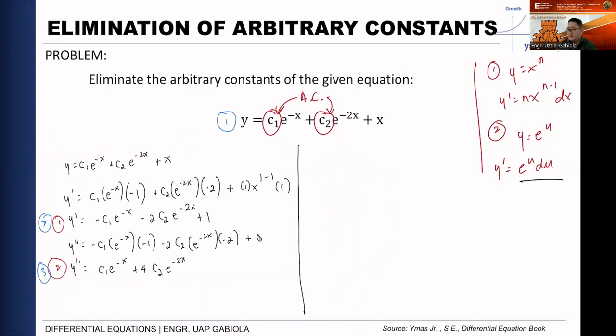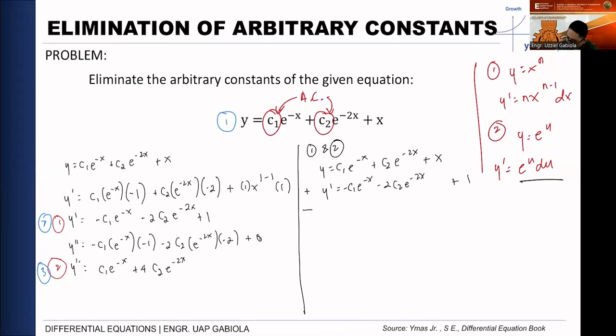Okay? So, para ma-perform natin yan, gawin natin si first and second equation muna. Okay? So, si first equation is y is equals to c1 e negative x plus c2 e negative 2x plus x. Try natin i-plus kay second equation. So, y prime is equals to negative c1 e negative x minus 2c2 e negative 2x plus 1.